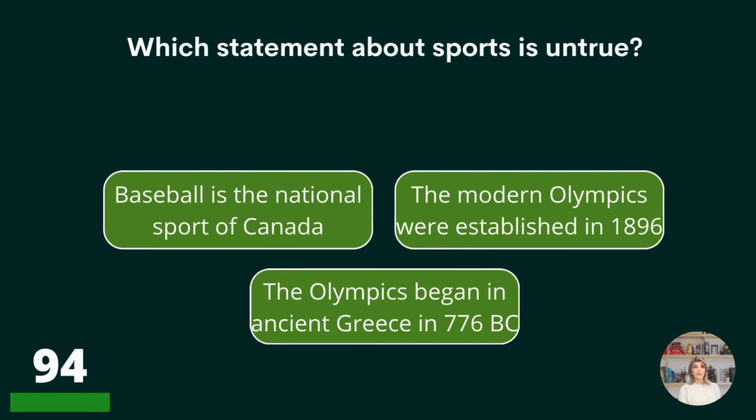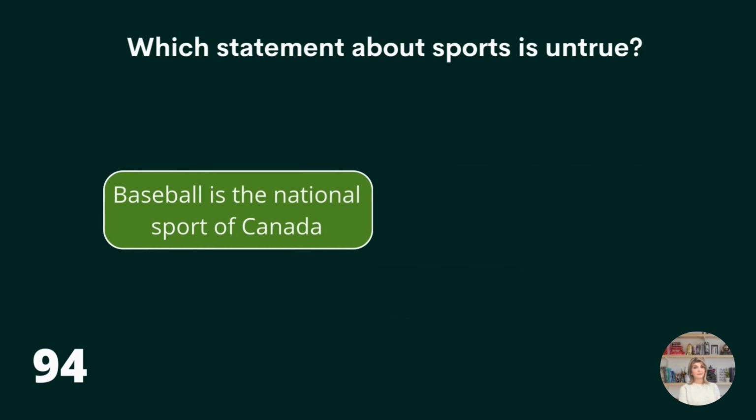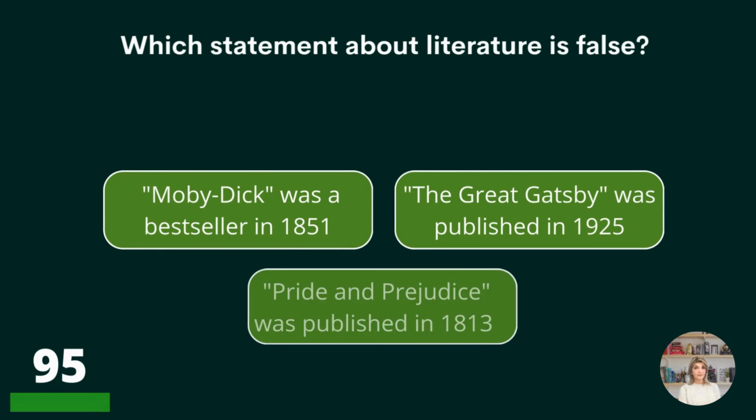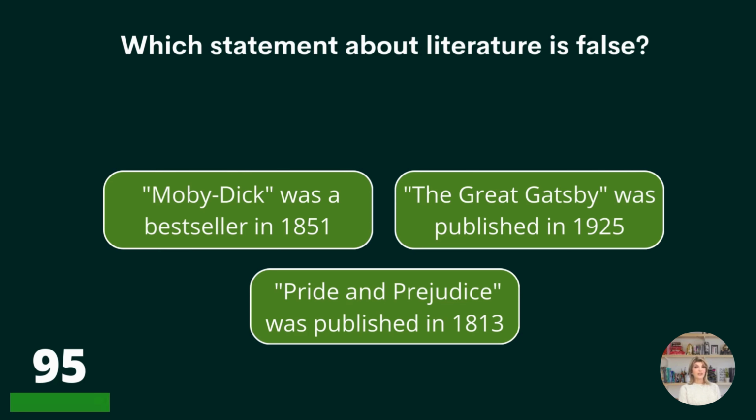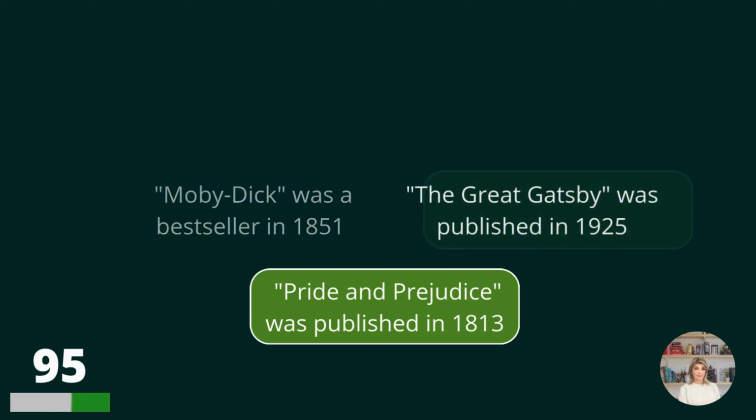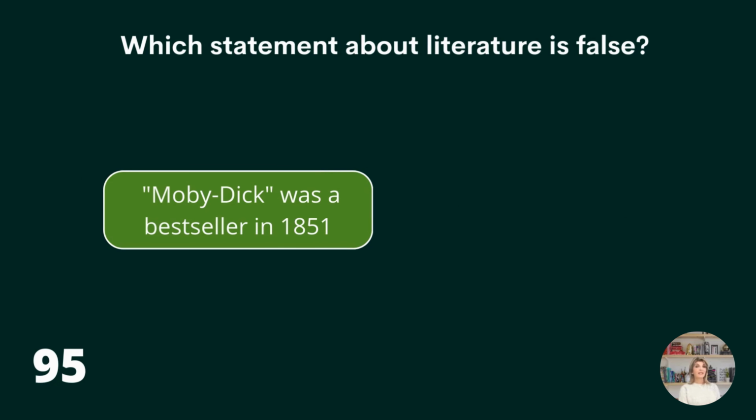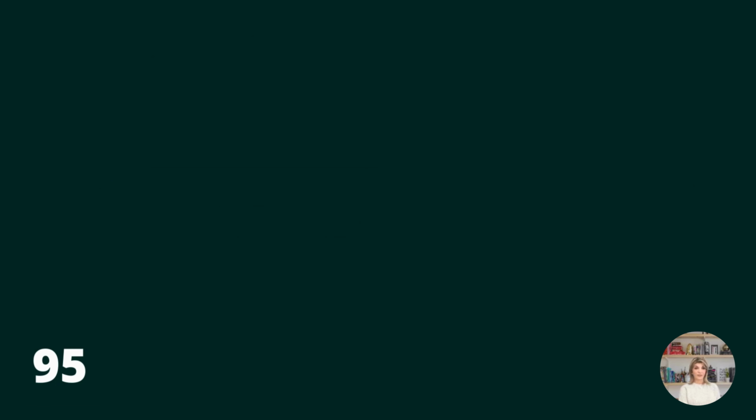Which statement about sports is untrue? Baseball is the national sport of Canada, the modern Olympics were established in 1896, or the Olympics began in ancient Greece in 776 BC. Baseball is the national sport of Canada is untrue. Which statement about literature is false? Moby Dick was a bestseller in 1851, The Great Gatsby was published in 1925, or Pride and Prejudice was published in 1813. Moby Dick was a bestseller in 1851 is false.